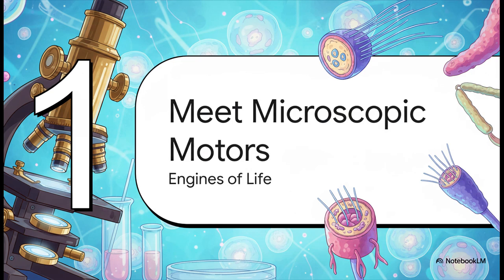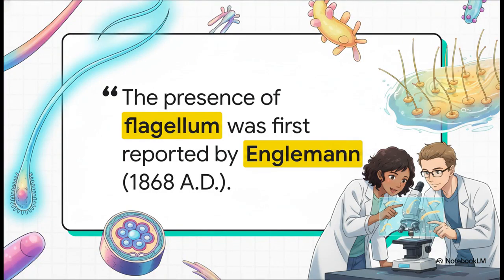Section 1. Meet the microscopic motors, an introduction to the engines of life. The history behind studying these structures goes back surprisingly far. The actual presence of the flagellum was first reported way back in 1868 by Engelmann. And then just a couple of decades later, in 1887, Janssen was the first to map out the structure of the sperm flagellum. Think about that. We've been trying to reverse engineer these tiny biological engines for over a century and a half.